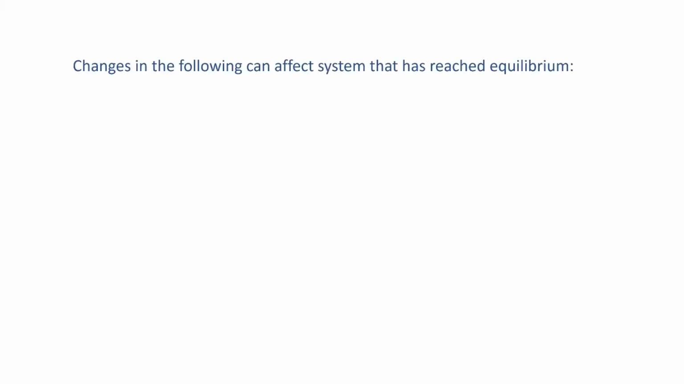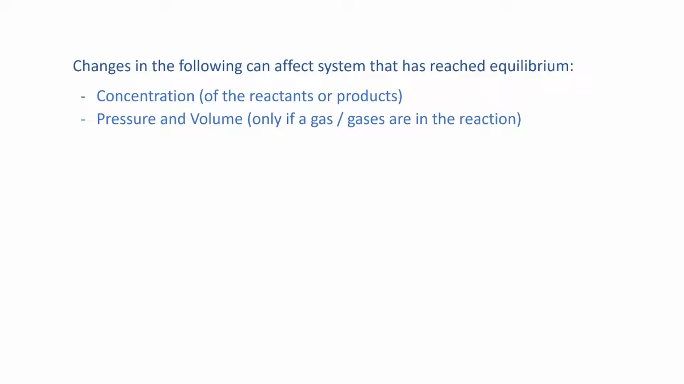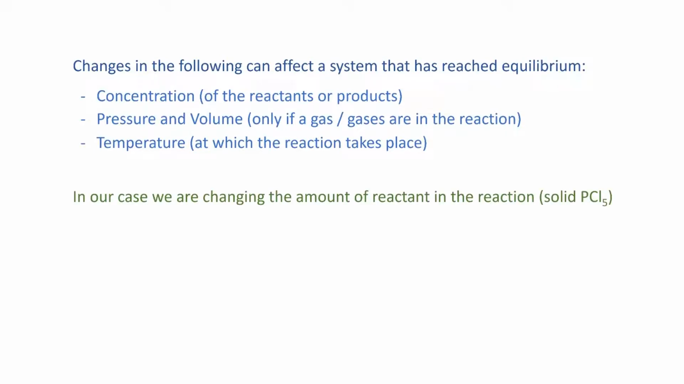To expand a bit on this answer, we can remind ourselves of equilibrium reactions. Remember, only changes in the following can affect a system that has reached equilibrium: concentration of the reactants or products, pressure and volume, only if a gas or gases are present, and temperature, at which the reaction takes place. In our case, we are changing the amount of the reactant in the reaction, solid PCl5, so we may expect the equilibrium point to shift.